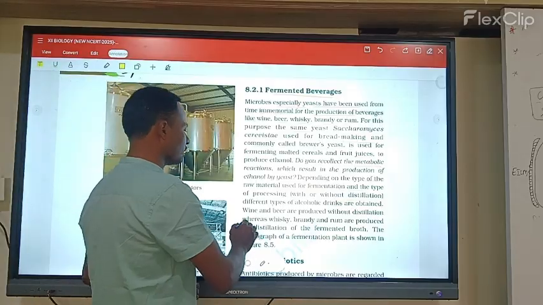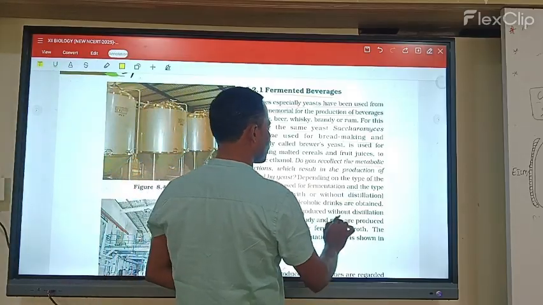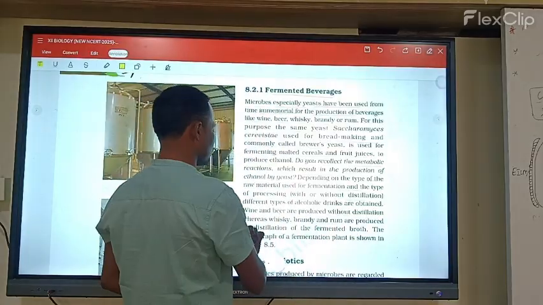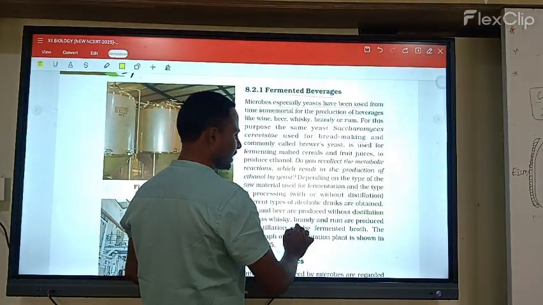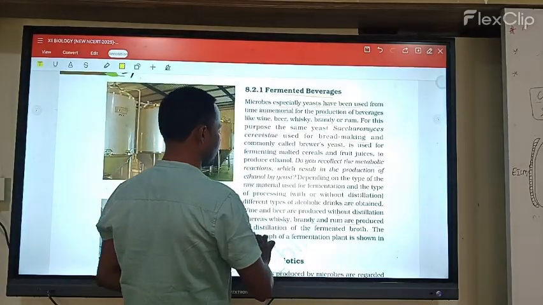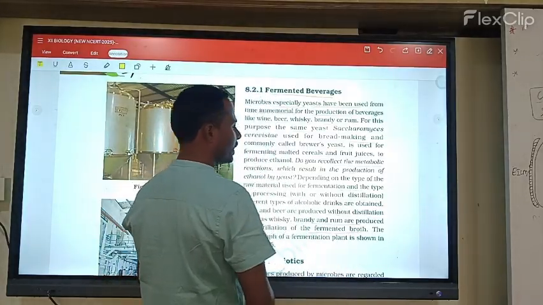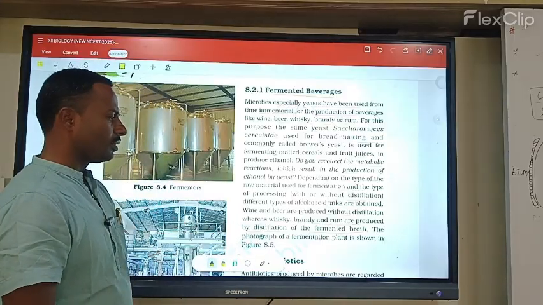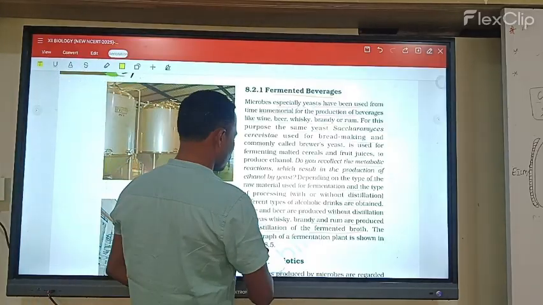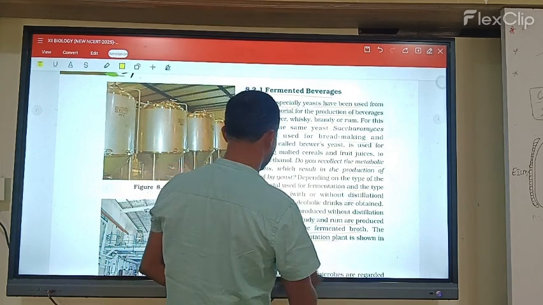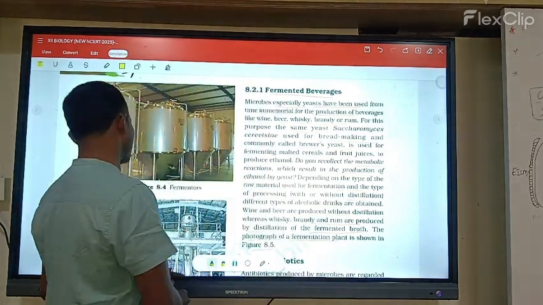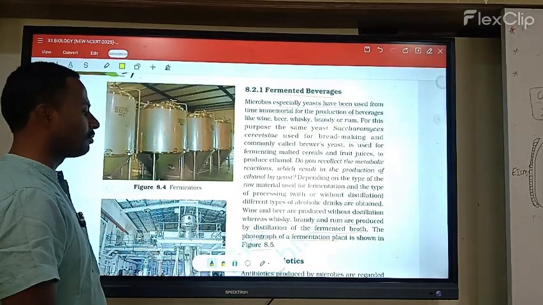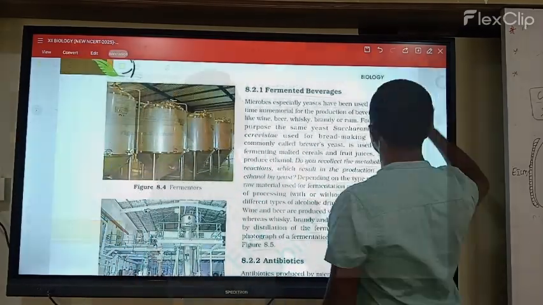The wine and beer are produced without distillation, whereas whiskey, brandy and rum are produced by distillation of the fermented broth. So here, with distillation and without distillation. A photograph of a fermentation plant is shown in Figure 8.5, which gives the fermenter diagram.